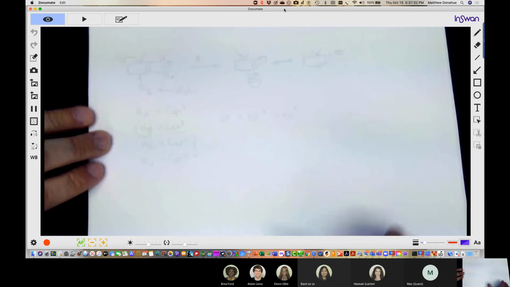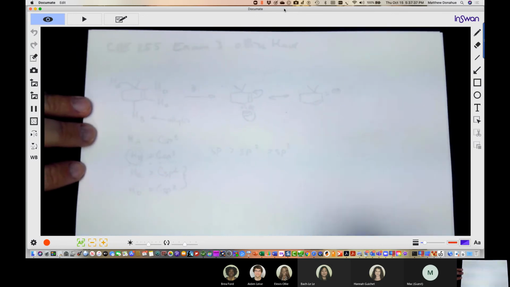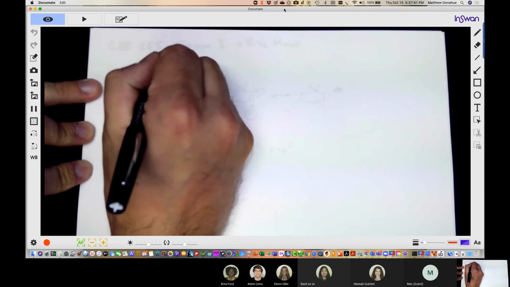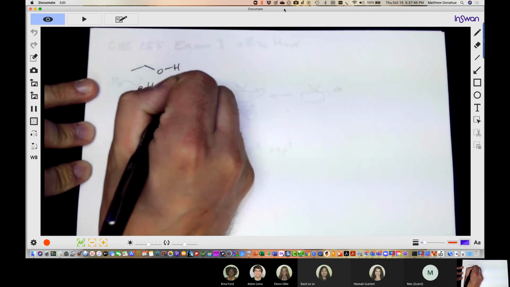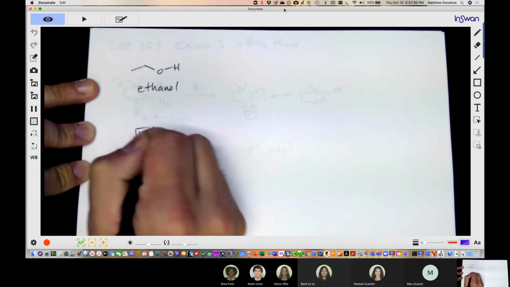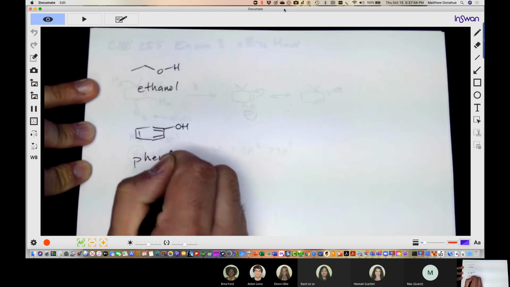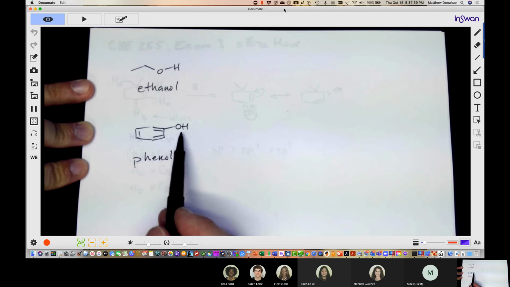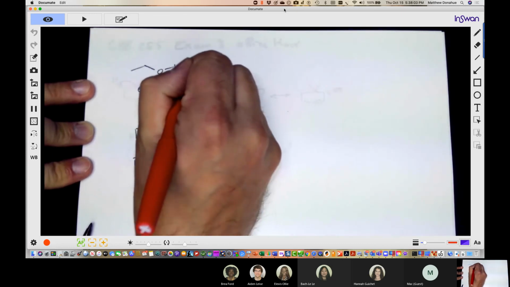So Aiden asked, why is phenol more acidic? So this is ethanol. This is phenol. So Aiden, what is the pKa of phenol? We already said ethanol is about 15, 16.